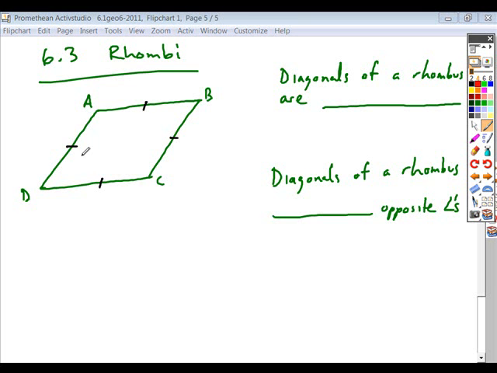In any parallelogram, what do the diagonals do to each other? The diagonals will always bisect each other, for any parallelogram, including a rhombus. And so if we label this intersection point E, what do you notice about these four triangles formed now?